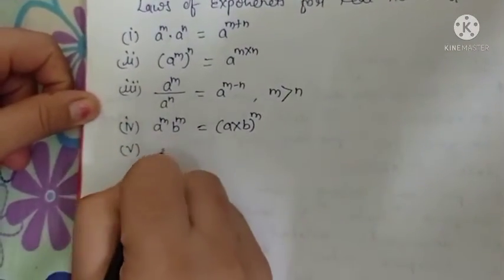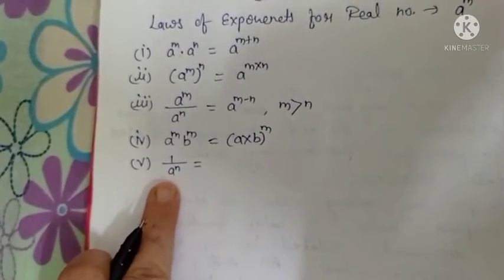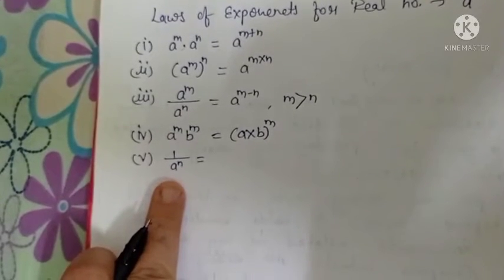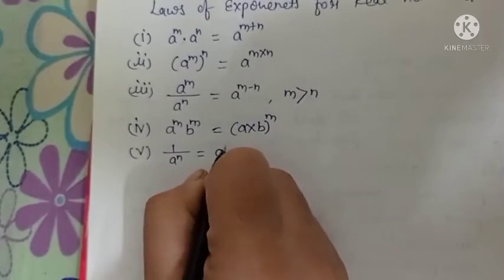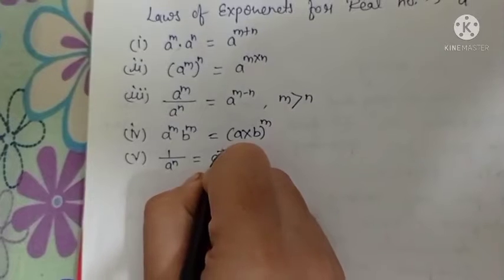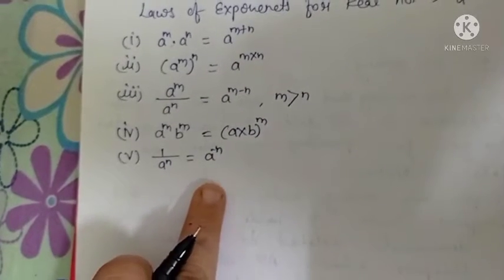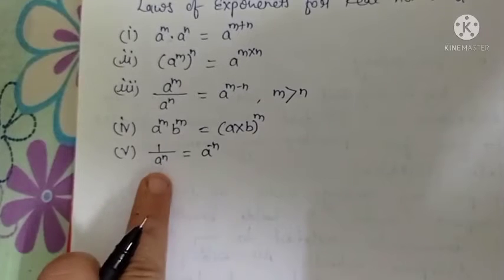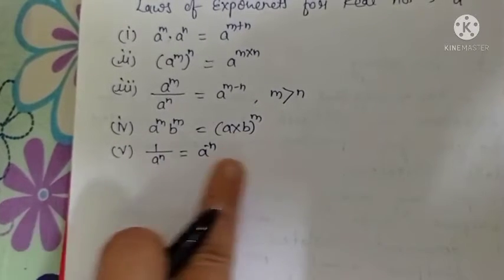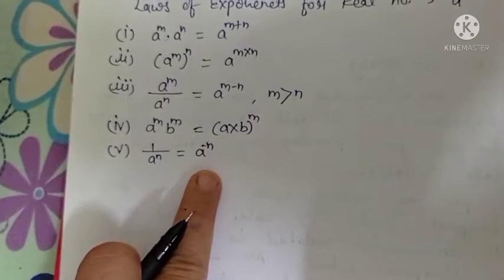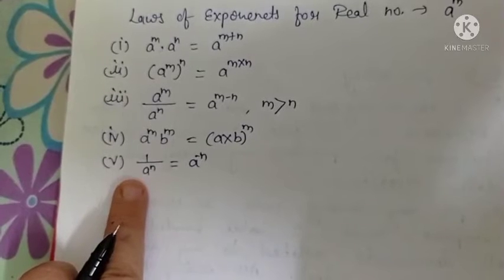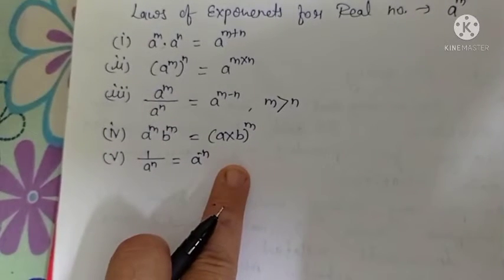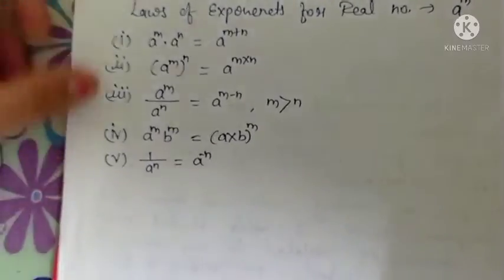And fifth is 1 upon a to power n. Then it becomes a to power minus n. It is in a denominator, and it becomes a numerator in a single form, with the power in a negative form. In the denominator it is positive, and when it becomes a numerator it becomes negative. If the denominator power is negative, then in the numerator it becomes positive. Sign will be changed.